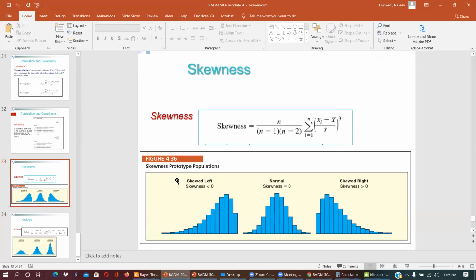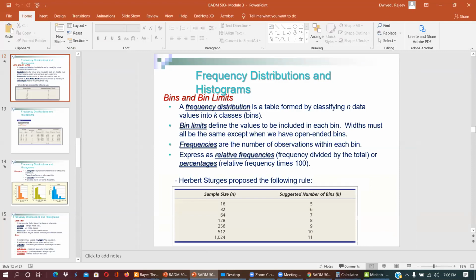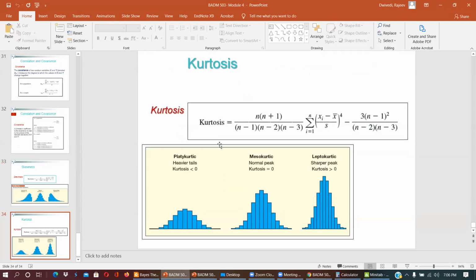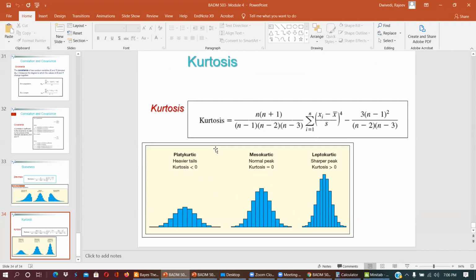Skewness is also less than 0. That means the tail is towards the left side, skewed left. More values are towards this side. So we can do everything right here. Just a minute. So we can do all these calculations right here.